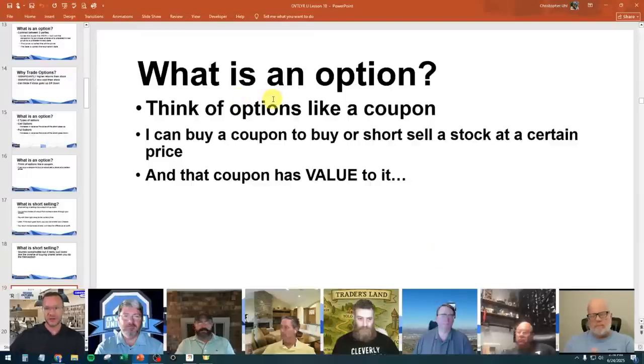So what is an option? Going back to that, think of options like a coupon. I can buy a coupon to buy or sell short a stock at a certain price, and that coupon has value. So Joe sold me the 99-cent double coupon, but you know what? Doubles are going for $5. And Joe's like, listen, Chris, if you want this coupon, pay me 50 cents. You can then go buy your double for 99 cents. And even though you paid me 50 cents, you're still saving a buttload of money, right?